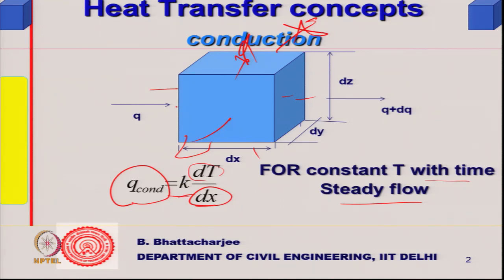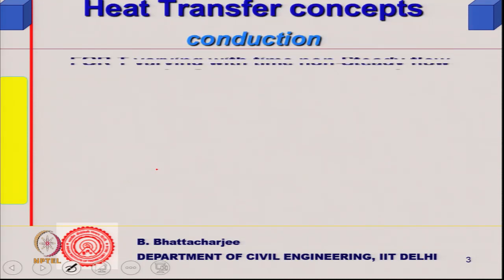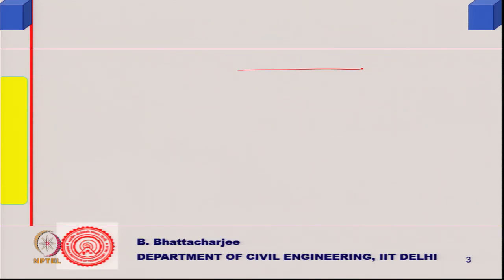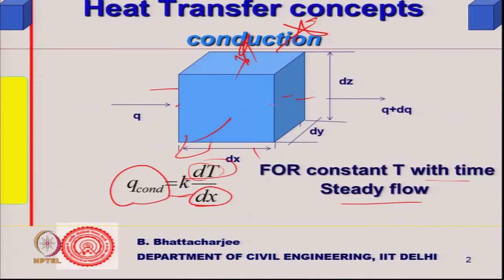And if I maintain constant temperature at these two places, if the temperature remains constant, still heat flow will occur, because dT might still exist, and that we call steady flow. Steady or static, where it is time invariant, it is not varying with time. As opposed to that, for T varying with time, that is non-steady state flow. Non-steady state flow means temperature is changing with time.